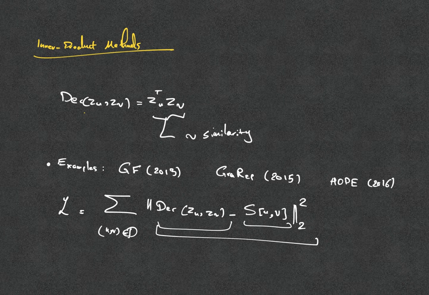Now the main difference between them comes from how they define this S, U, and V. This is the measure of similarity between the two nodes, and could be proportional, for example, to neighborhood overlap. In the graph factorization approach, the system is a little more straightforward: S is defined to be the adjacency matrix. So this is for the graph factorization approach.